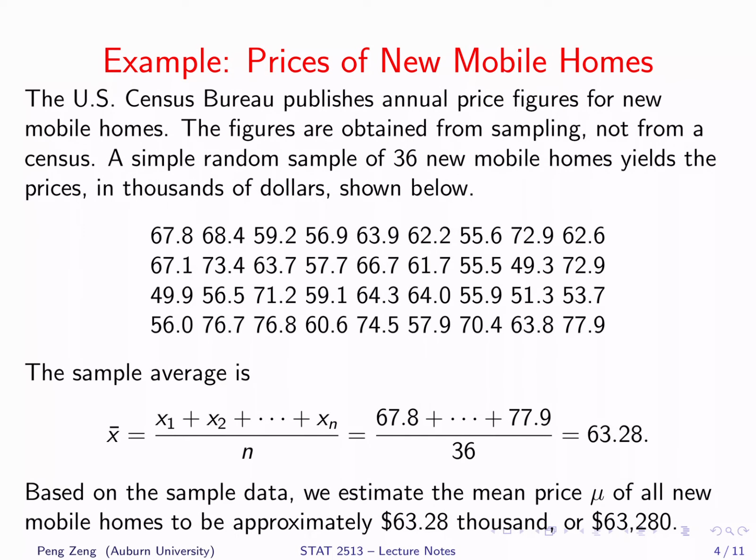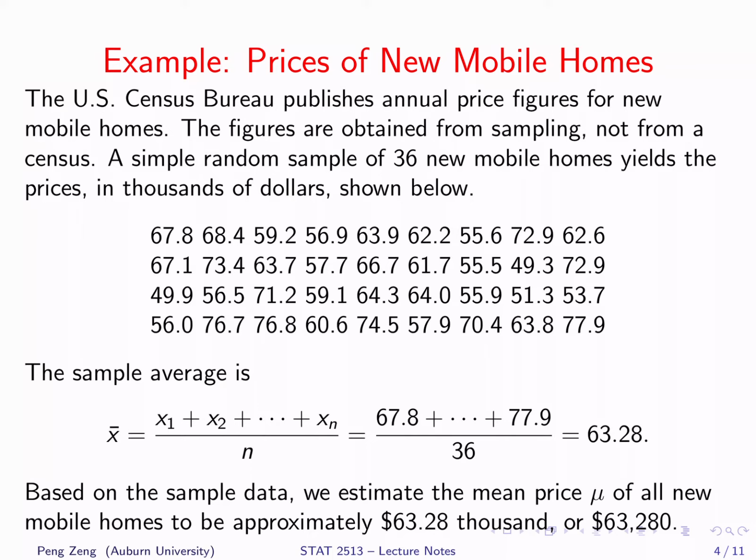Let's look at an example. The US Census Bureau publishes annual price figures for new mobile homes. The figures are obtained from sampling, not from a census. In this problem, the population contains all new mobile homes. The parameter that we are interested in is the mean price of new mobile homes. The data contains the prices of a simple random sample of 36 new mobile homes. The prices are shown in thousands of dollars.